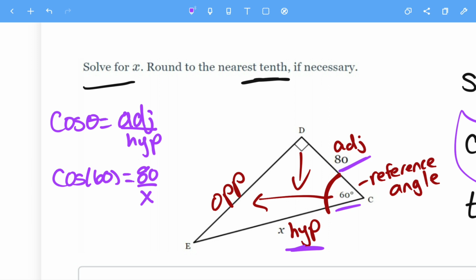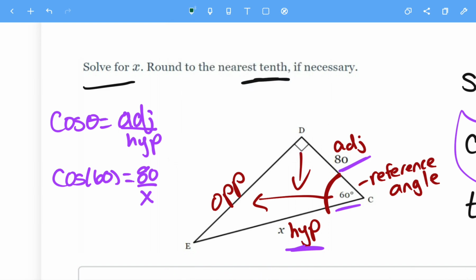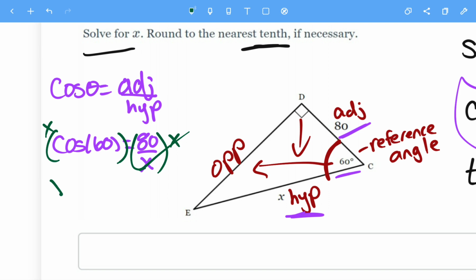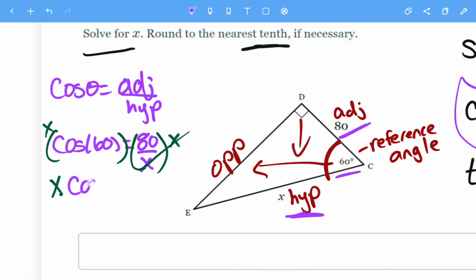To solve this, we just need to solve for x. So our goal is to get x alone. First, we want x out of this denominator. So I'm going to get it out by multiplying by x. And what you do to one side, you do to the other to keep it balanced. And that leaves us with x times cosine of 60 equals 80.